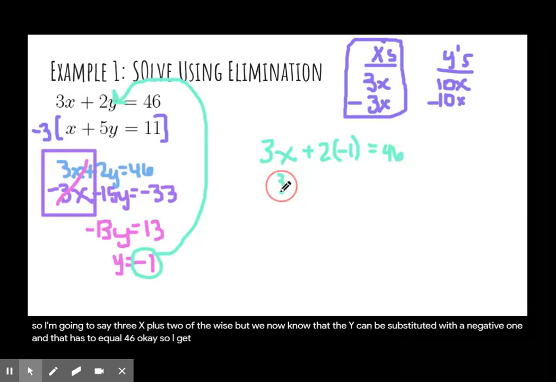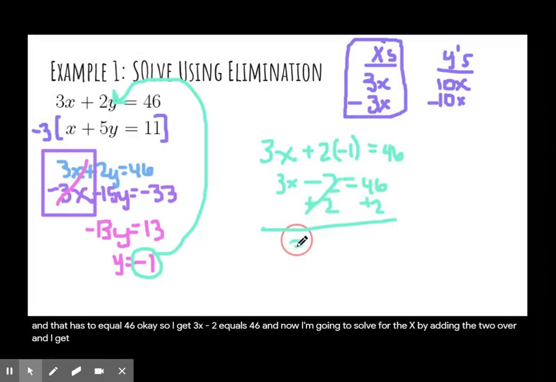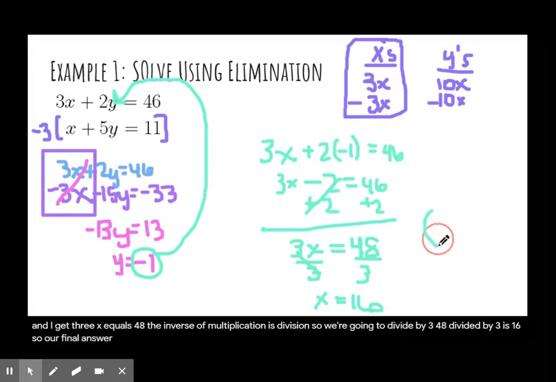Okay, so I get 3x minus 2 equals 46, and now I'm going to solve for the x by adding the 2 over, and I get 3x equals 48. The inverse of multiplication is division, so we're going to divide by 3. 48 divided by 3 is 16. So our final answer as an ordered pair is 16, negative 1.